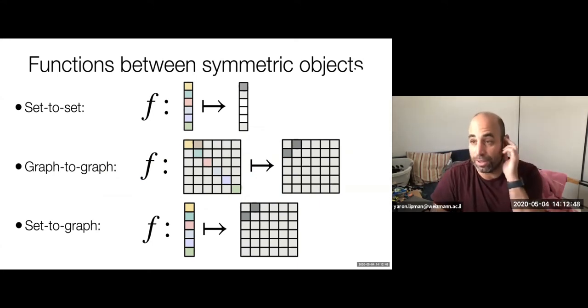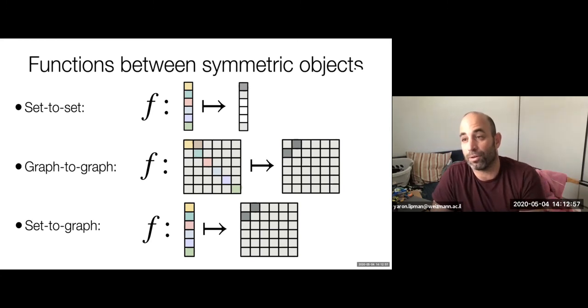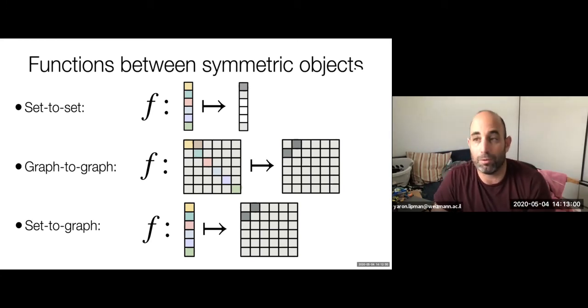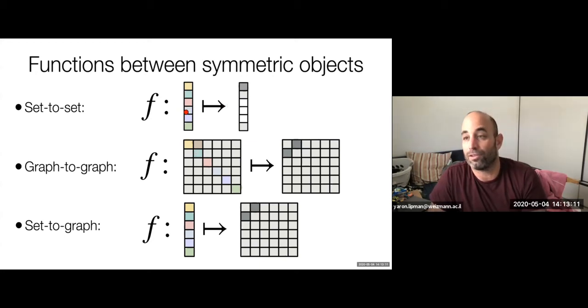Now, when we advance one step further, what we want to do is think about functions between symmetric objects. I call these sets or graphs or hypergraphs symmetric objects. And basically our goal is to learn some sort of a function between symmetric objects. For example, the first function here is a function between set and set. Just to make things concrete, maybe the function tries to find where the yellow element is in this set. So it returns a probability vector where you put the probability 1 on the yellow or close to 1 and small probability values outside this first entry.